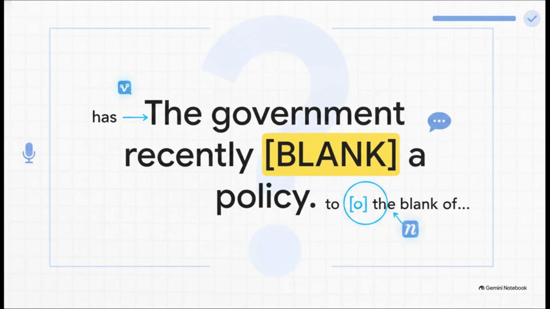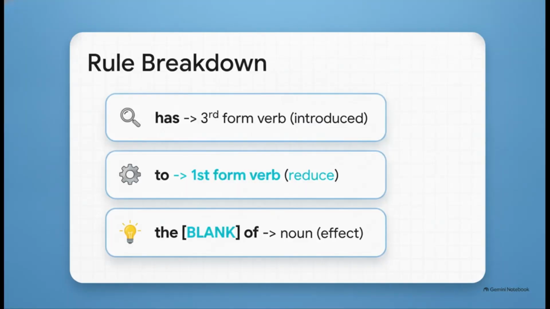Let's do it together. Let's read this sentence together. The government has recently blank a new policy designed to blank the blank of. Okay, stop guessing right now. Look closely at the grammar clues around those blanks. Blank 1 has the word has. Blank 2 has the word to. And blank 3 is trapped perfectly between the and of. Now watch how incredibly fast we solve this.